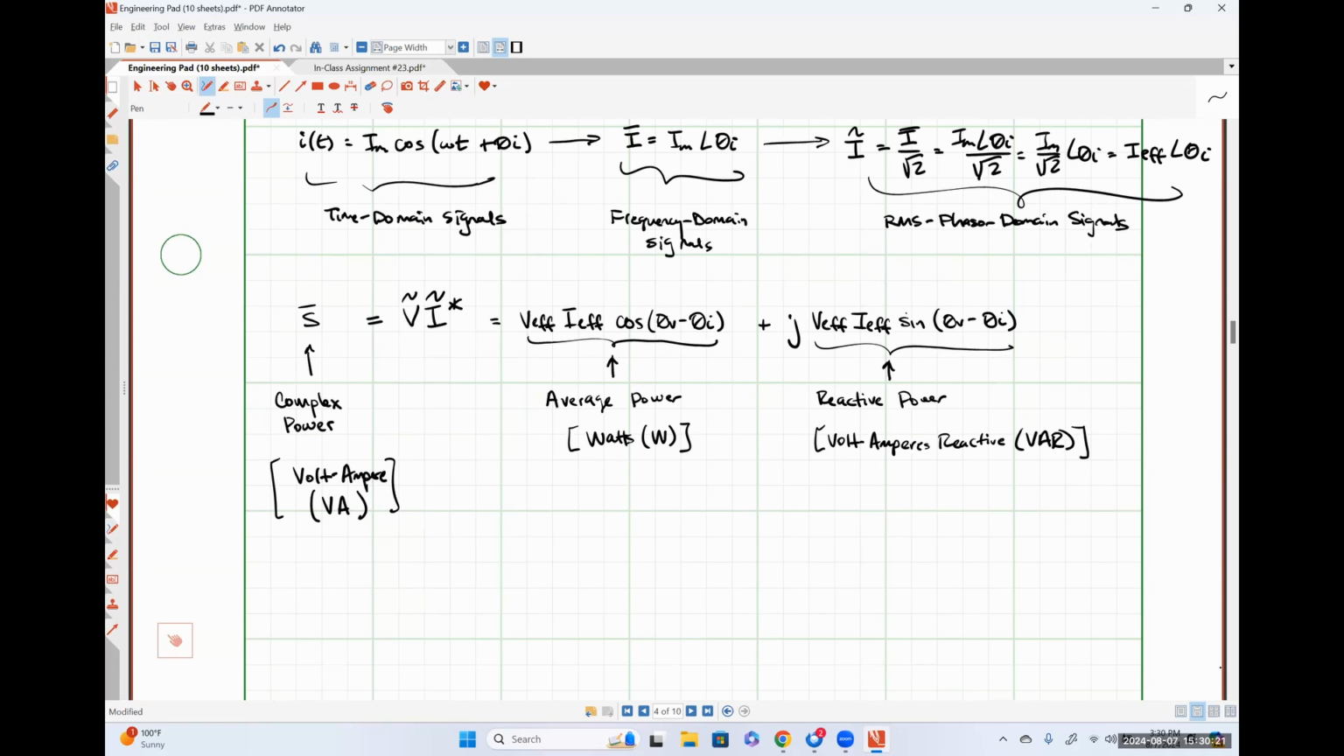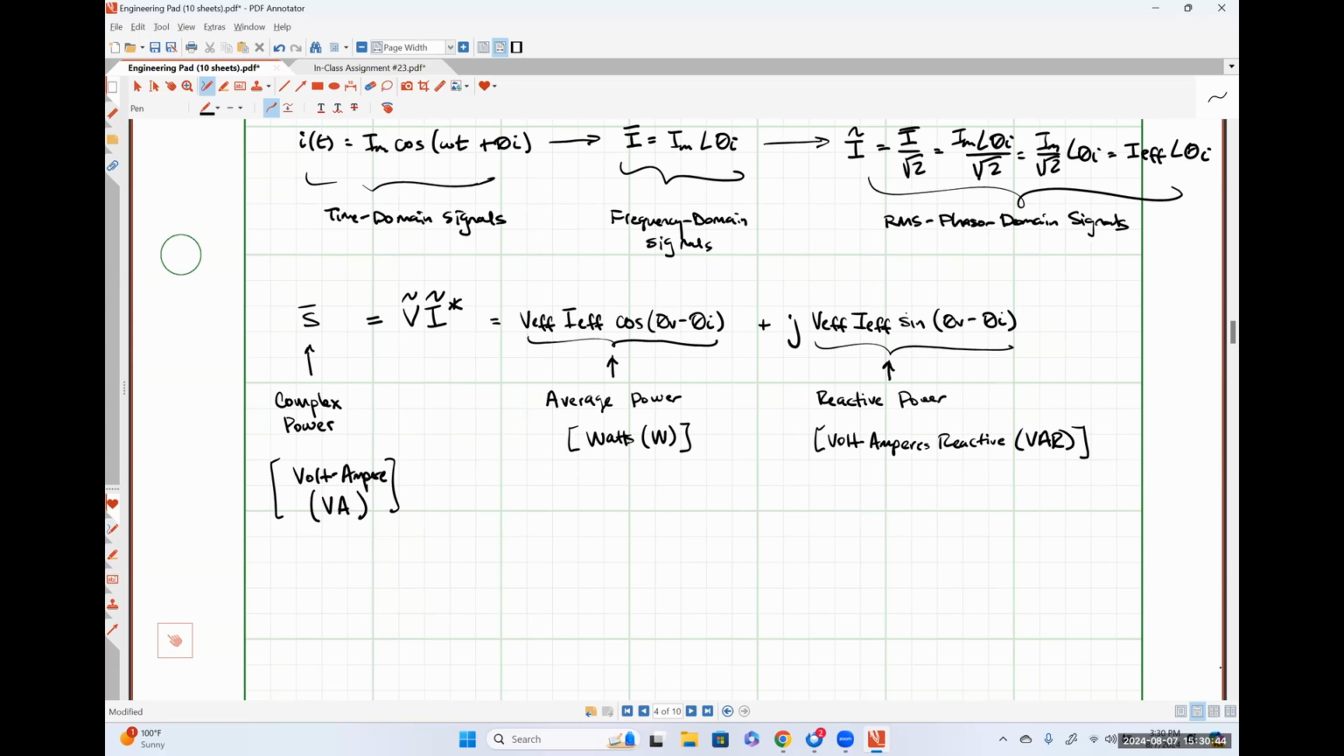So even though the reactive power is imaginary because it's got a J in front of it, it is absolutely critical to the health and stability of our utility grid. Okay, so let's throw some symbols on these things.